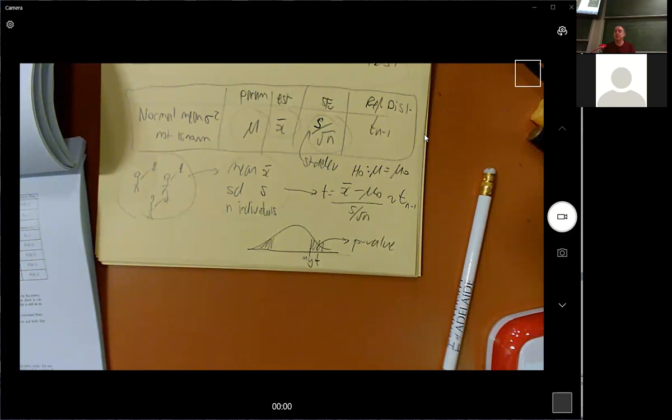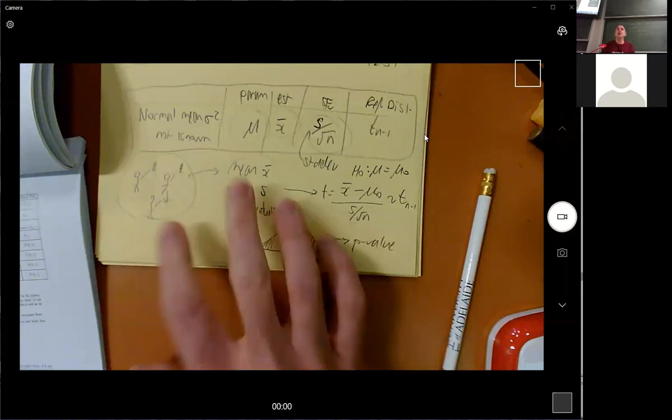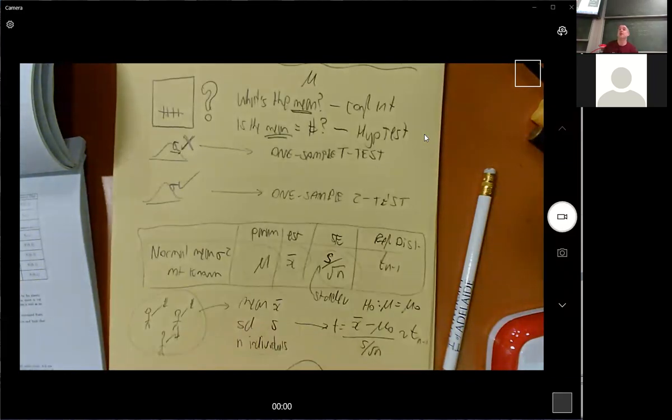Okay. That's a t-test, the one sample t-test. It's not actually very interesting because most of the time your research questions, if you're really doing research, are not about one number. They're about the relationships between things.